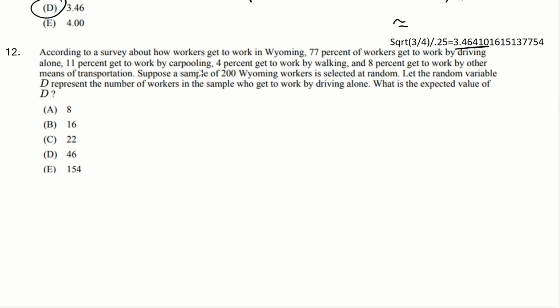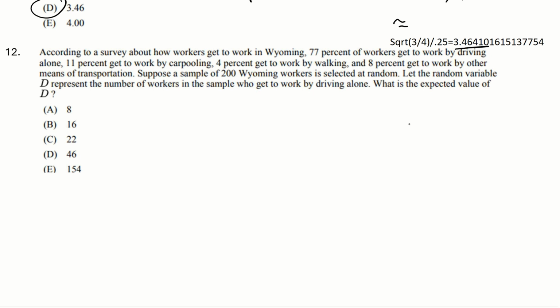All right, so number 12. According to a survey about how workers get to work in Wyoming, 77% of workers get to work by driving alone, 11% get to work by carpooling, and 4% by walking. 8% get to work by other means. Suppose a sample of 200 Wyoming workers is selected at random. Let the random variable D represent the number of workers in the sample who got to work by driving alone. What is the expected value of D?